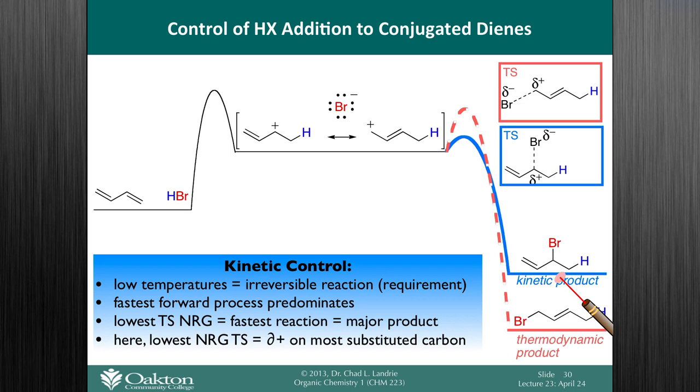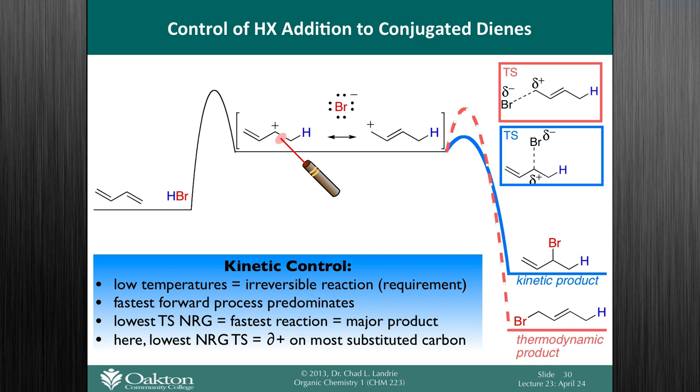Now it turns out in this case, the kinetic product is also higher in energy than the thermodynamic product. It's higher in energy because it's a monosubstituted double bond, whereas this product is a disubstituted double bond. But the energy of the products does not determine the course of the reaction under kinetic control, only the lowest energy pathway. So in summary, kinetic control means 1,2 addition. Protonate the least, and bromide adds to the most. And in this case, when it adds to the most, that also happens to be the most substituted carbocation.